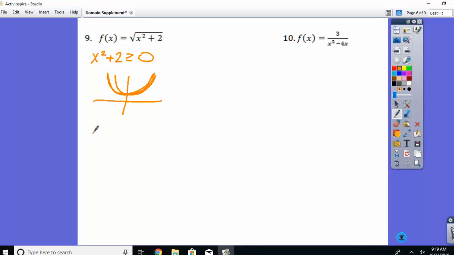So what's my domain? We know that the thing underneath the radical can't be negative, right? But we just found out it's never negative. So no matter what I put in, it's still a positive number. So you can put in anything.